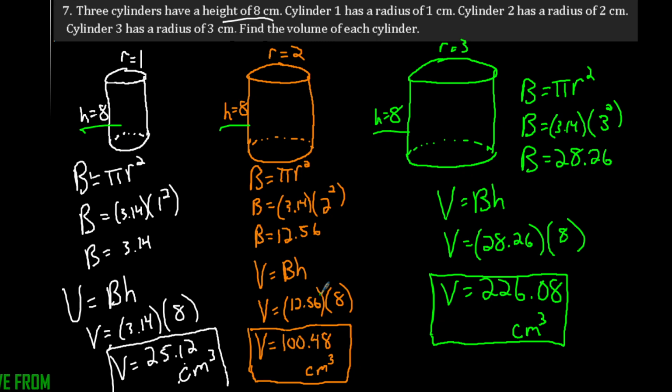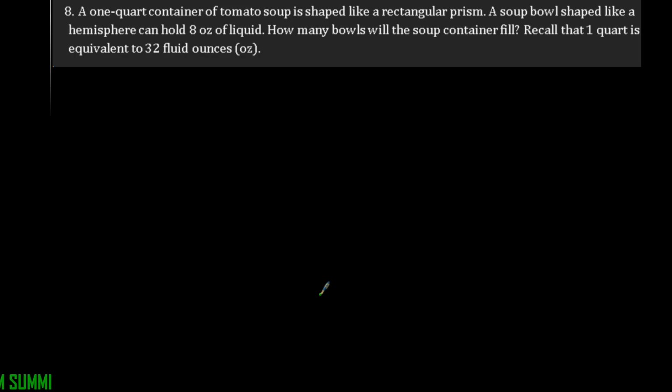All right, so a little bit easier problem. The next one says a 1 quart container of tomato soup is shaped like a rectangular prism. A soup bowl is shaped like a hemisphere that can hold 8 ounces of liquid. How many bowls will a soup container fill? Recall that 1 quart is equivalent to 32 fluid ounces.